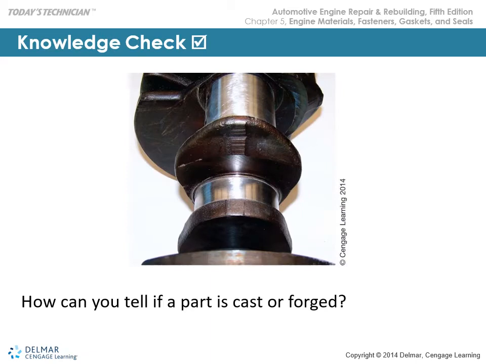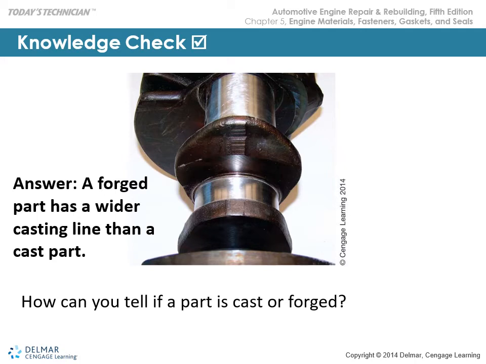Which part is cast or forged? The forged part has a wider casting line than a cast part. So the forged part comes out of what's called a near net forging die, and the metal is actually forced in. The casting line is much thinner, so that would be an example of how you can tell.